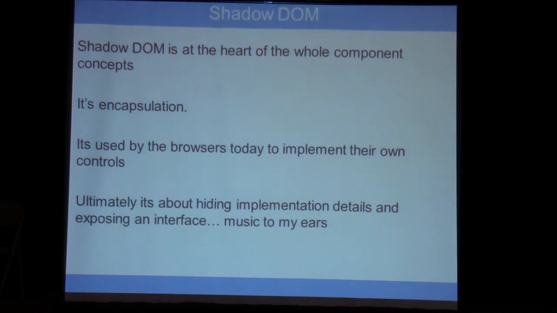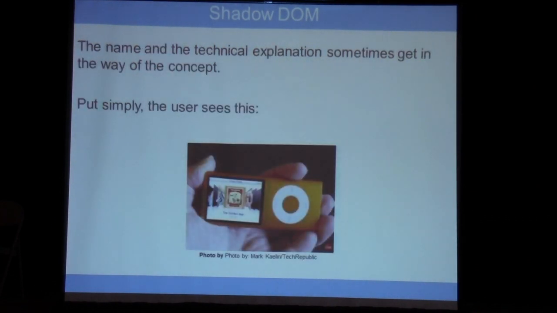Shadow DOM allows me to have this area, kind of like the UI component, but the borders of it to the rest of the world are a black box. Everyone else doesn't see it. They can't see inside it. They can't figure out what's going on. They can only see the black box.